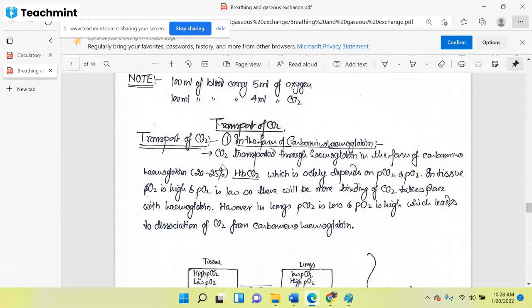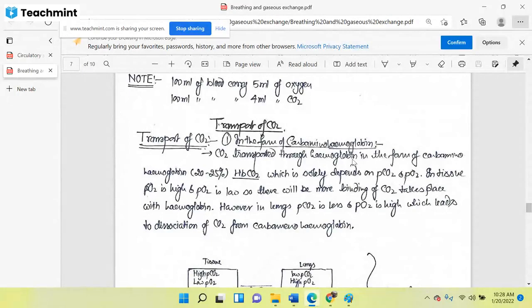Okay, so we will see each line one by one. Carbon dioxide is transported through hemoglobin in the form of carbaminohemoglobin, around 20 to 25%, as I told you before. In short form you can write HbCO2. Hb means hemoglobin, and carbon dioxide is present with this hemoglobin in bound form, which solely depends on PCO2 and PO2. I told you certain conditions promote the binding of carbon dioxide with the hemoglobin and the unbinding of the carbon dioxide from the hemoglobin.